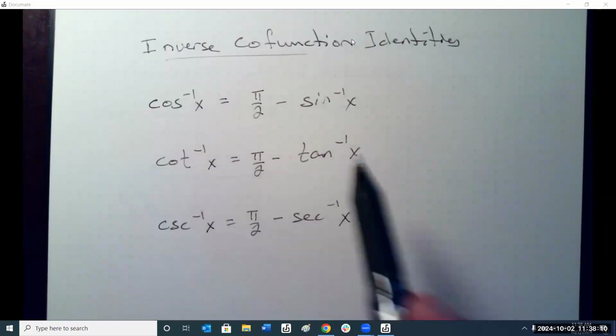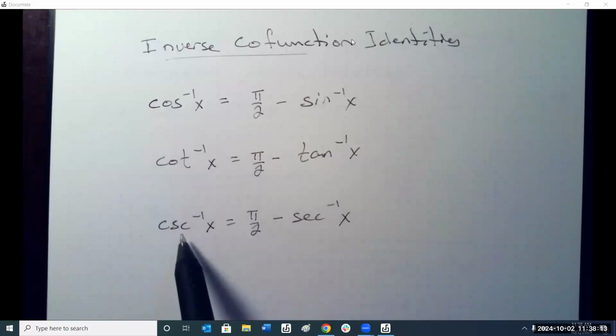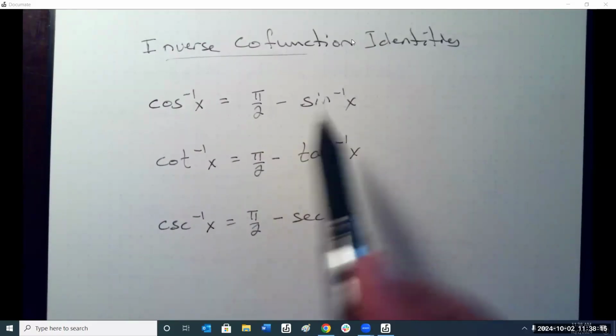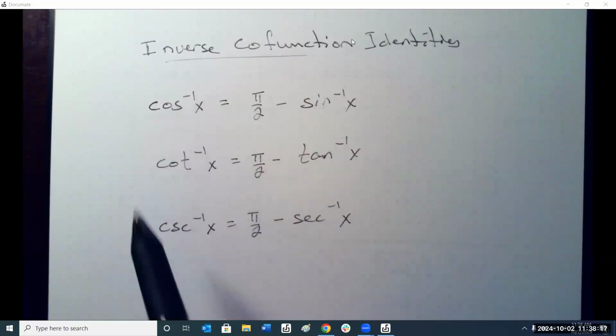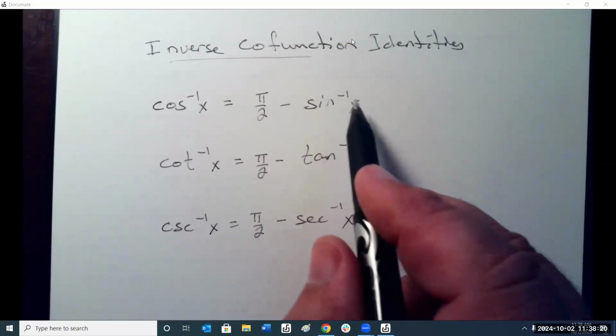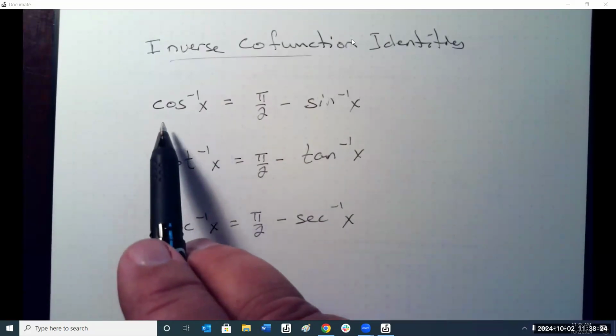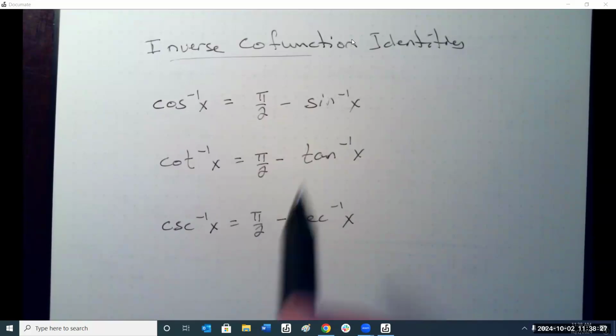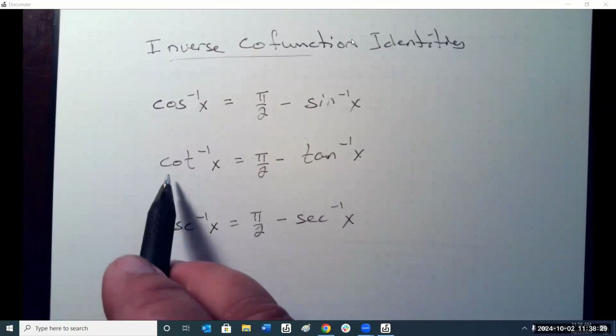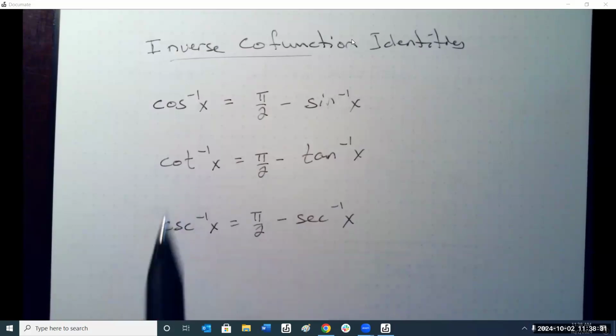So that gives us, actually, we could find all 6 of them. I gave you 3 of them here. You could find sine, move that over, change the sign. So inverse sine x would be pi over 2 minus inverse cosine. Tangent would be pi over 2 minus cotangent. Secant, so we just derive those. And these just make it easier to help us solve equations.